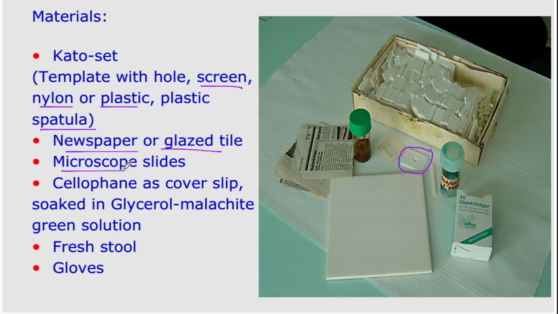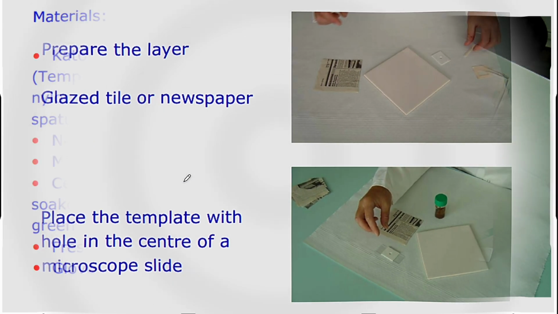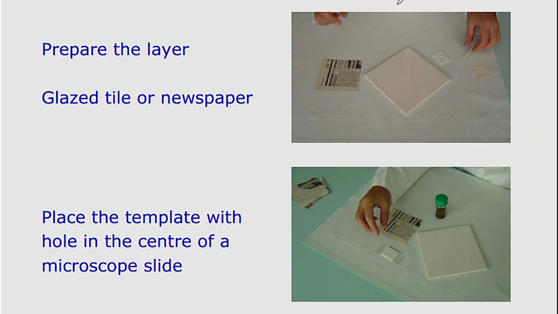Microscope slide, cellophane as cover slip, and then of course you can soak the cellophane. Sometimes we use green cellophane, if you don't have malachite green, so you can soak the transparent cellophane or the green cellophane in glycerol, to clear the specimen. And of course, tools and gloves. So this is the setup.